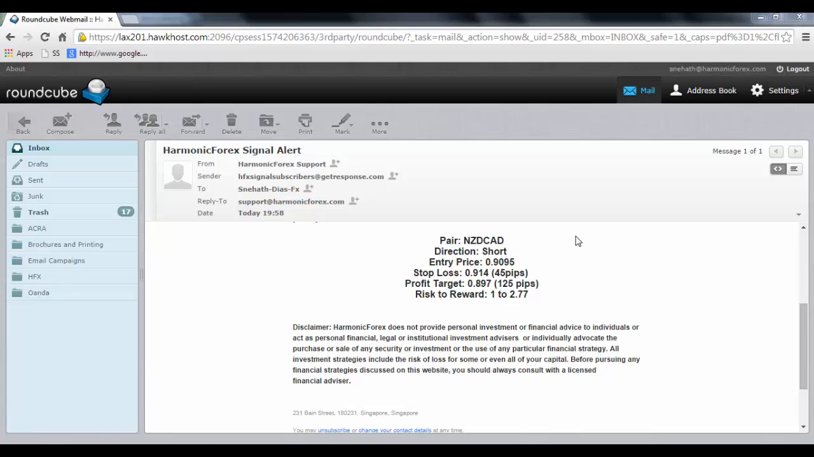And then the risk to reward is basically a calculation to tell you, if you win this trade, how much would you earn per every $1 that you risk. So in this particular example, you would see that we are risking potentially 45 pips to gain 125 pips. So you divide 125 by 45, you would get your risk to reward ratio.